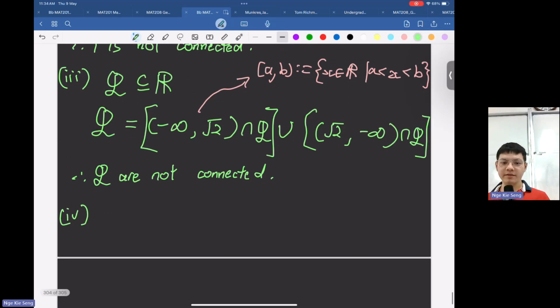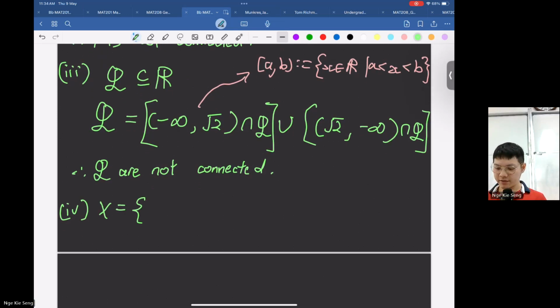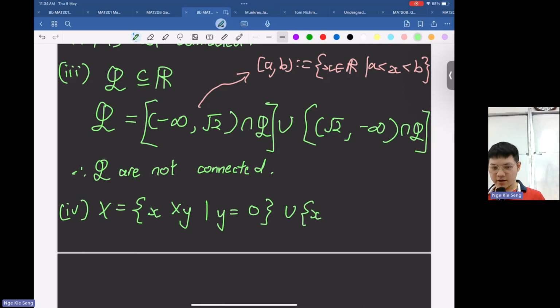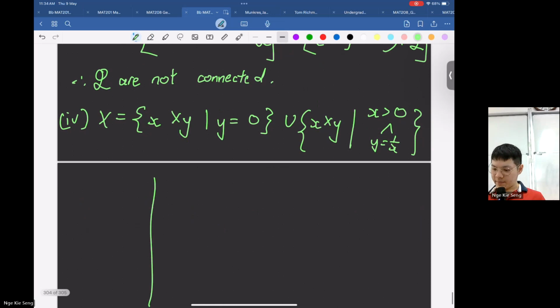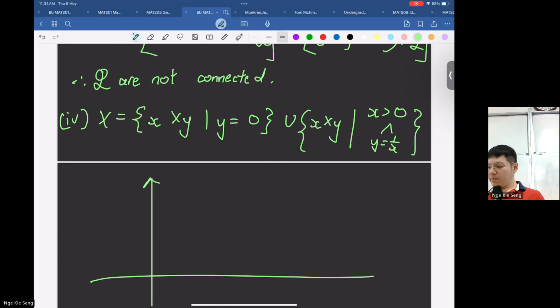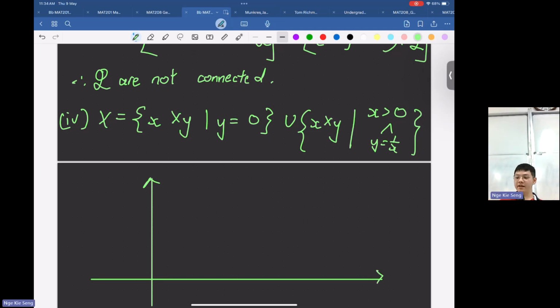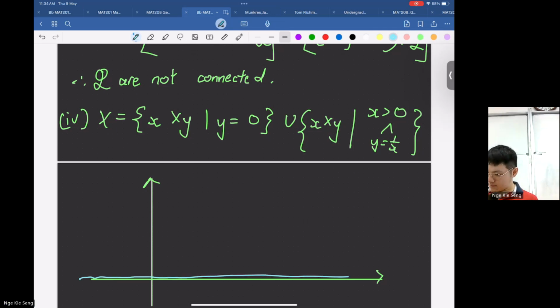So how about these two sets here? Let's consider some subsets in R2, defined by this algebraic property. Let me write it down and then we will draw it out. In the meantime, you can try and think about what these two things are and how to graph them. In the first set, what you get is really the x-axis.